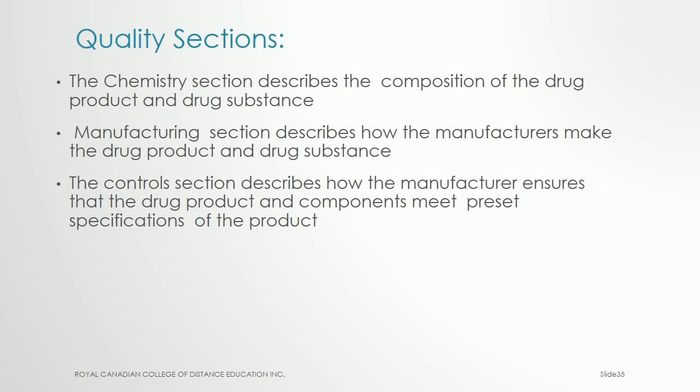Quality sections. The chemistry section describes the composition of the drug product and drug substance. Manufacturing section describes how the manufacturers make the drug product and drug substance. The controls section describes how the manufacturer ensures that the drug product and components meet preset specifications of the product.